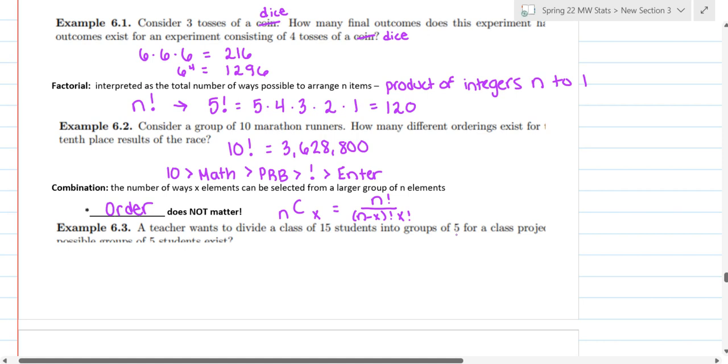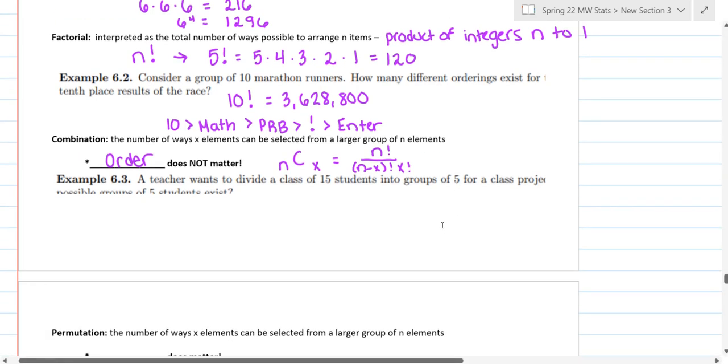Okay, so a teacher wants to divide a class of 15 students into groups of 5 for a class project. How many possible groups of 5 students exist? Okay, so the order is not going to matter. I'm just putting students into groups of 5. So it's 5 choose 15 when I'm looking at this. So the larger number is the n. Okay, the smaller number, like I'm putting into groups of 5.